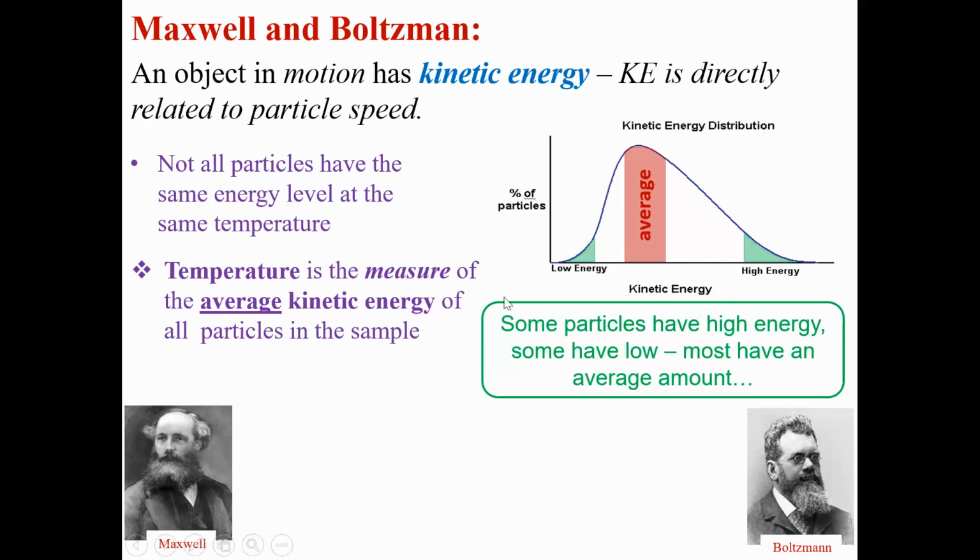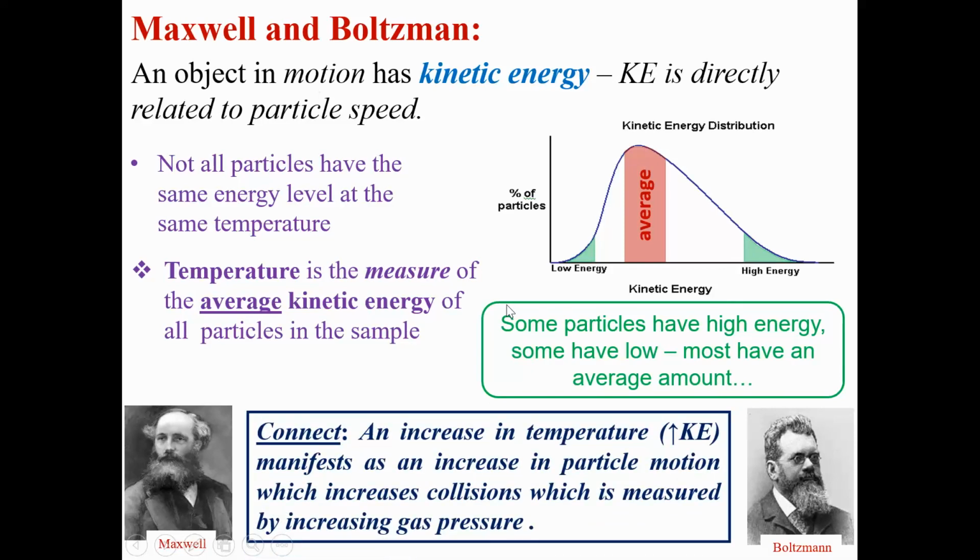So take a second here and look at this. The connection here is an increase in temperature manifests as an increase in motion, which increases collisions, which is measured by increasing gas pressure. So as you increase temperature, molecules move faster, and gases give off more pressure, and a solid might melt because the particles start moving too fast to stay arranged as a solid, and so on and so forth.